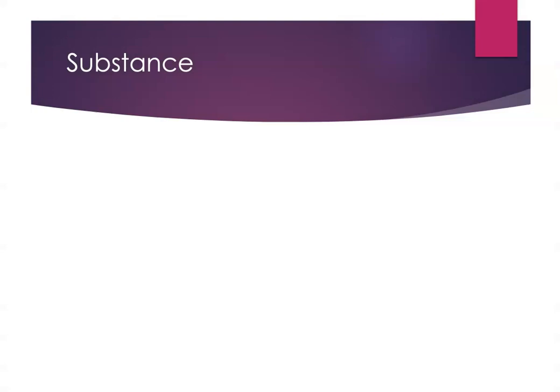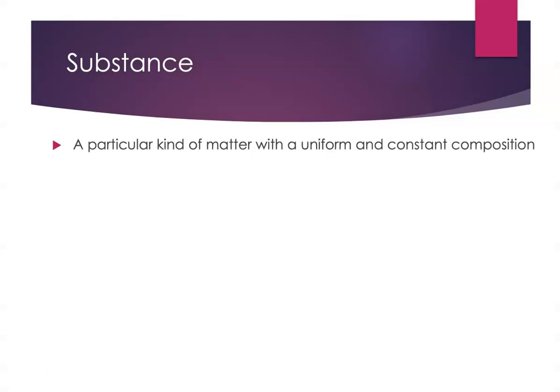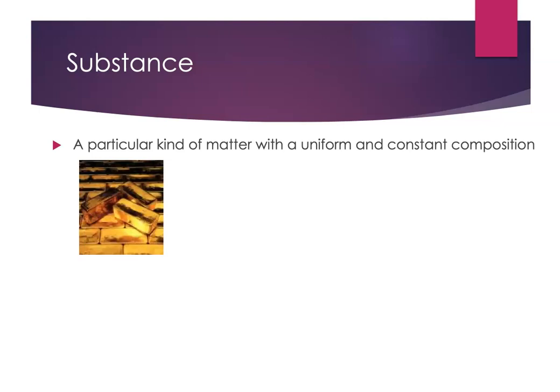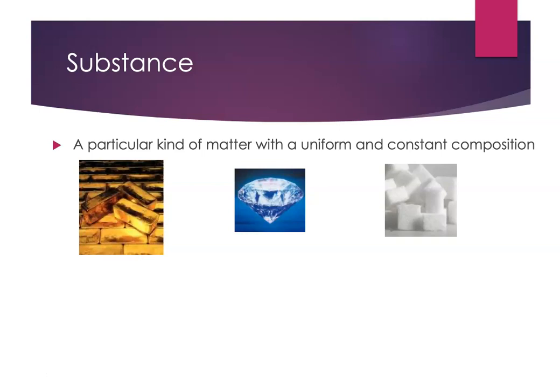So when we talk about a substance, we mean it's a particular kind of matter where what it's made of stays the same and is constant no matter how you got the sample. All right. We could have gold. We could have diamond. We could have sugar cubes. These are substances. All right. So sometimes you'll hear the term pure substance. We don't really need to say pure. The term substance in a chemistry context really implies that there's only one kind of material present.